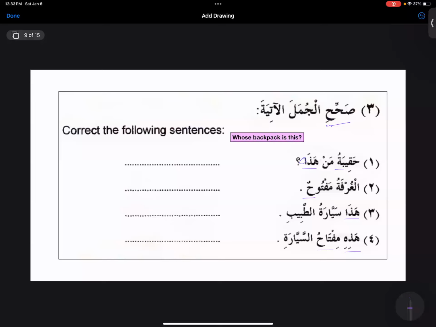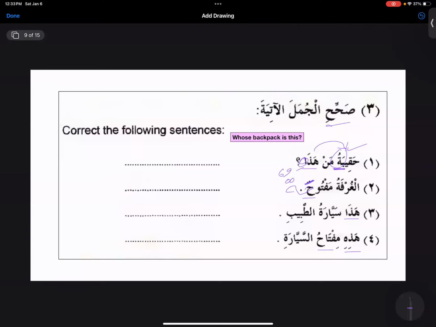Why hadhihi? Because haqibatu has ta marbuta at the end, so it is feminine. Hadhihi should be referring to haqibatu, and haqibatu is feminine, so that's why we are using the feminine pointer. Now next one. Al-ghurfatu maftuhatun. Very good. So instead of maftuhun, it should be maftuhatun.